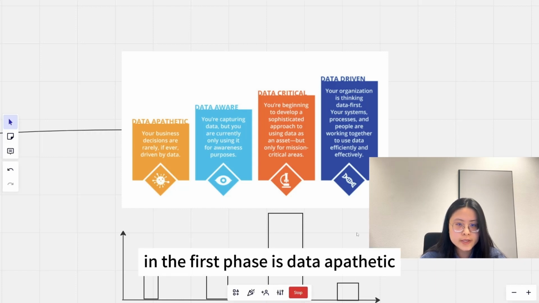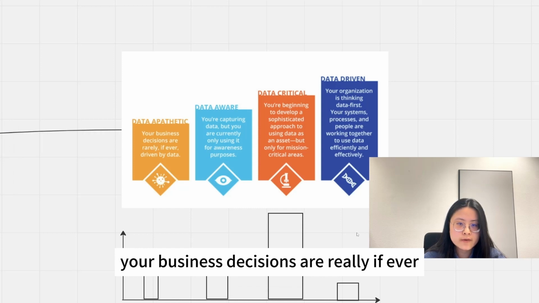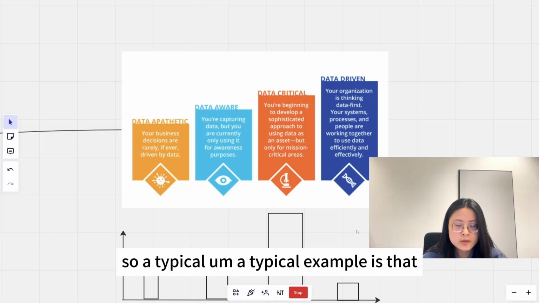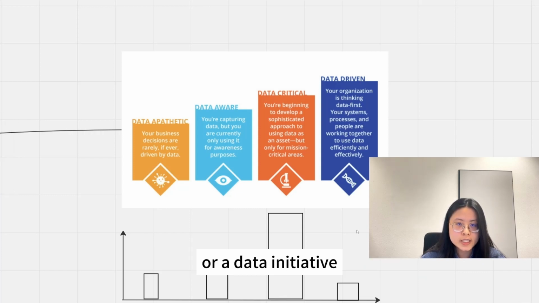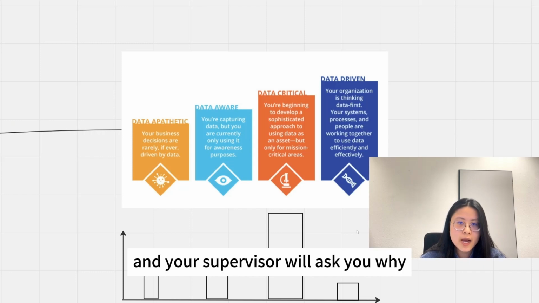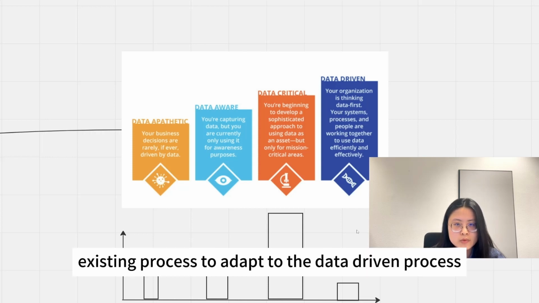The first phase is data apathetic. Your business decisions are rarely, if ever, driven by data. So a typical example is that if you want to start a data project or a data initiative, your supervisor will ask you why. Right? Why do we have to bother to change our existing process to adapt to the data-driven process?